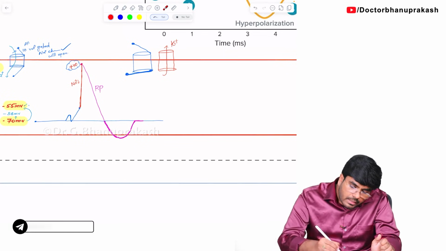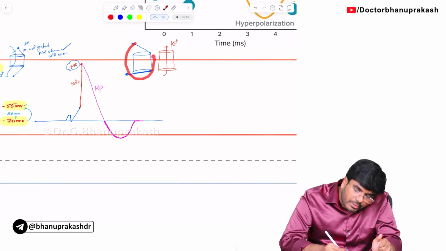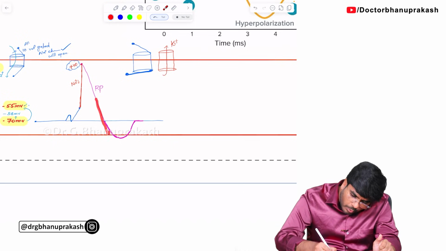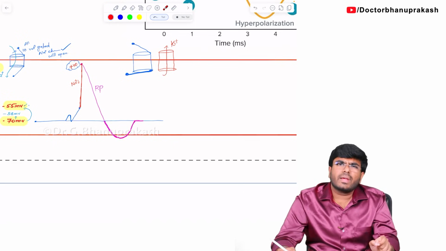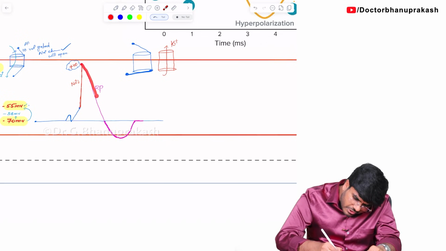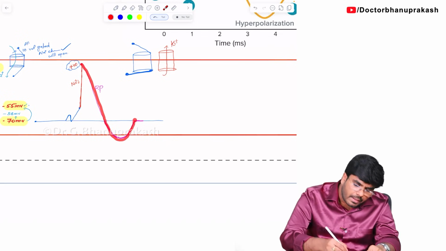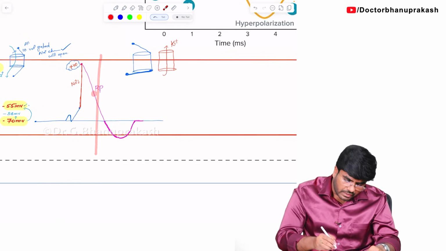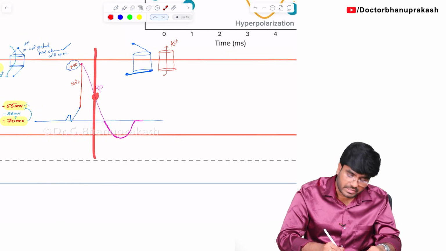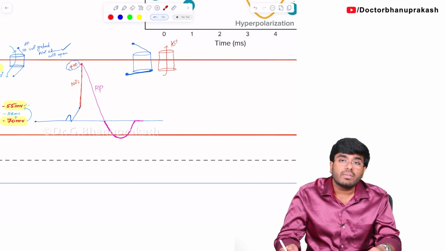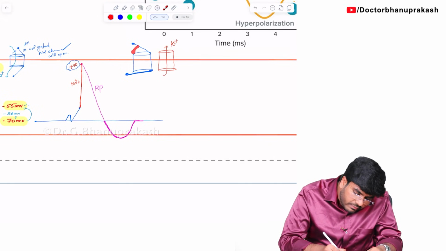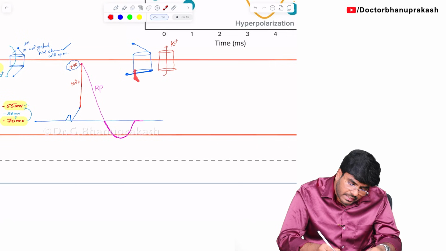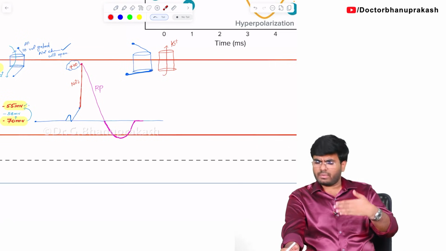Now you might have a doubt: when will the sodium channel come back to the original place? During the repolarization and hyperpolarization, from the first one third of repolarization and during the hyperpolarization phase, do you know what will happen? The activation gate will start to close, the activation gates which are supposed to close will close, and the inactivation gate will open. I will explain this one more time. Don't worry.